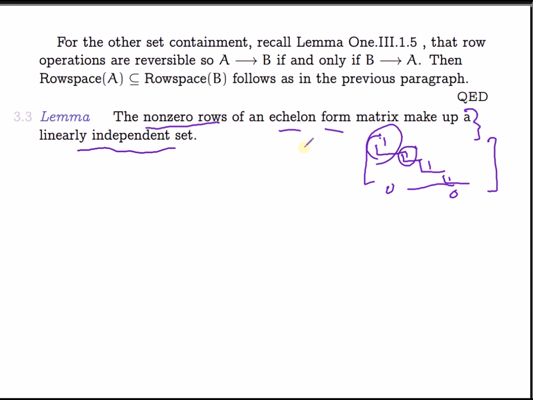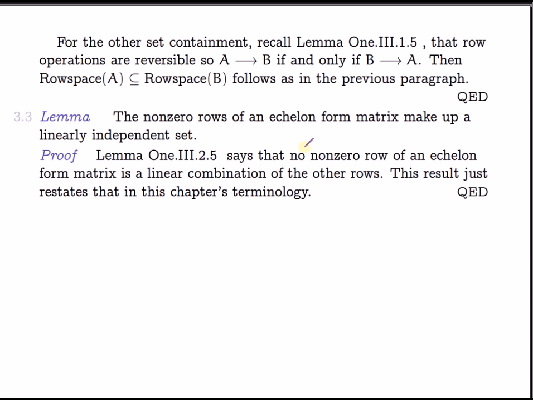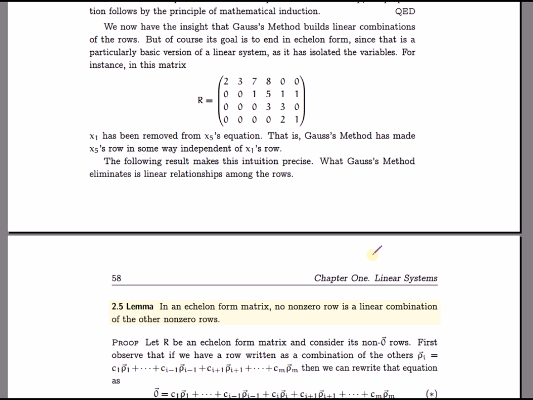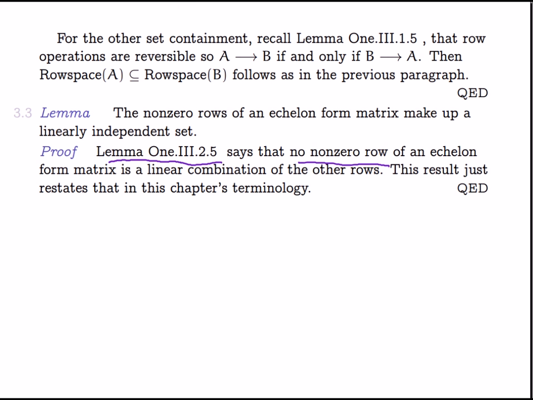I think in the actual proof we'll use things that we've proven already. All right, so here we have lemma 132.5, which says no non-zero row of an echelon form matrix is a linear combination of the other rows. Okay, you can go back and take a look at that. I think it's right after here. Okay, and it's right here. No non-zero row in an echelon form matrix is a linear combination of the other non-zero rows, which is what we need. Okay, and as I mentioned, the proof of that is pretty much the reasons that I mentioned in talking about this diagram here.